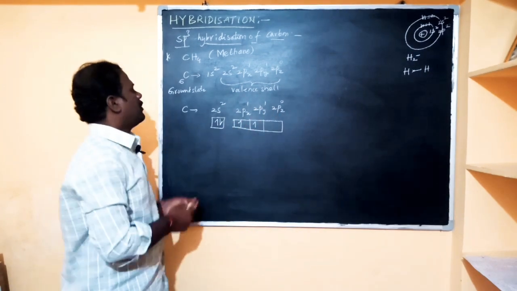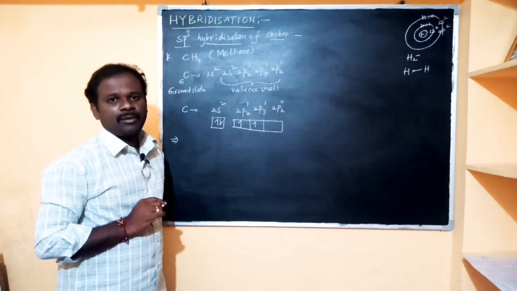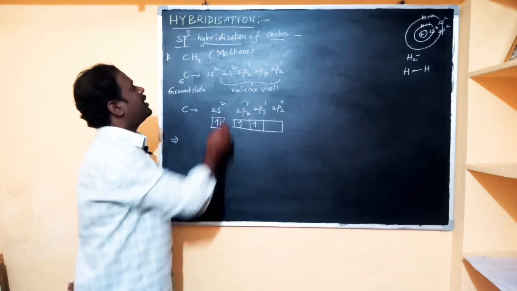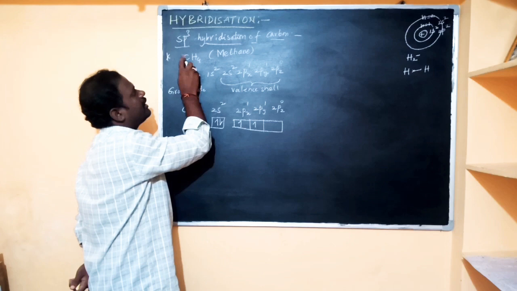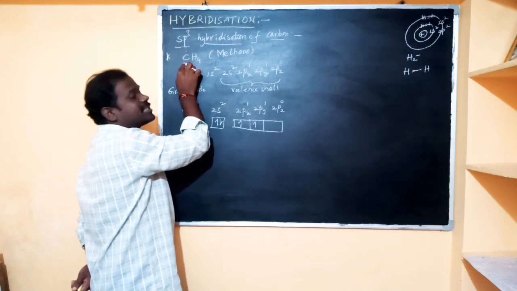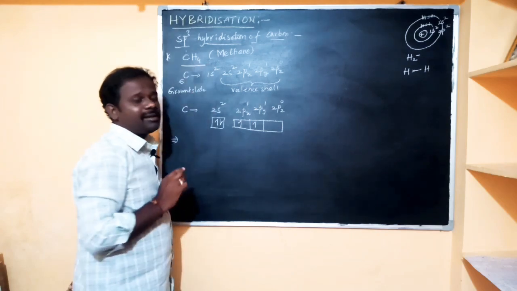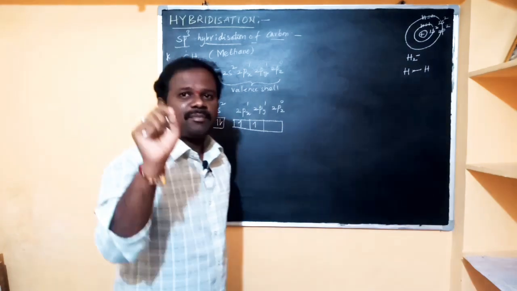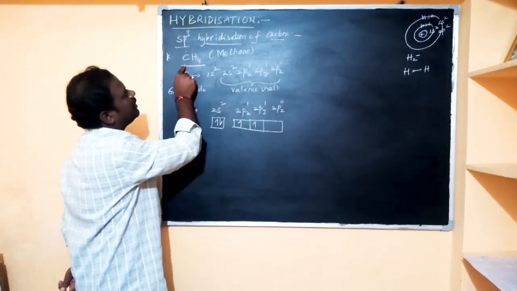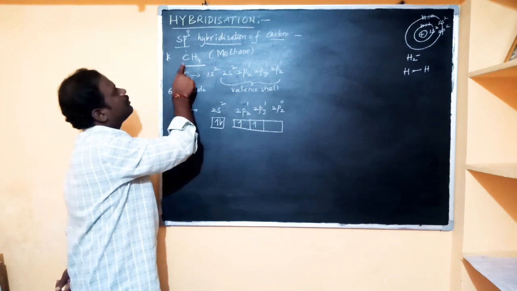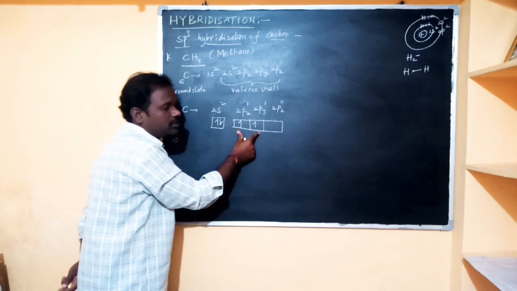But according to our experimental studies, in organic chemistry, carbon forms a molecule like methane, that is, carbon with 4 hydrogens only. At least in the organic molecules I mention, carbon with 4 hydrogens is the possibility, but there are only 2 unpaired electrons.